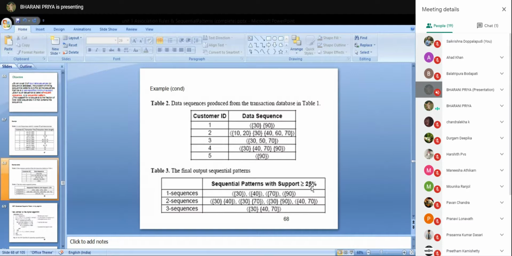Let the support be greater than 25%. So the one sequences are 30, 40, 50. We are not including 50 because it is appearing only once and it does not satisfy this support.